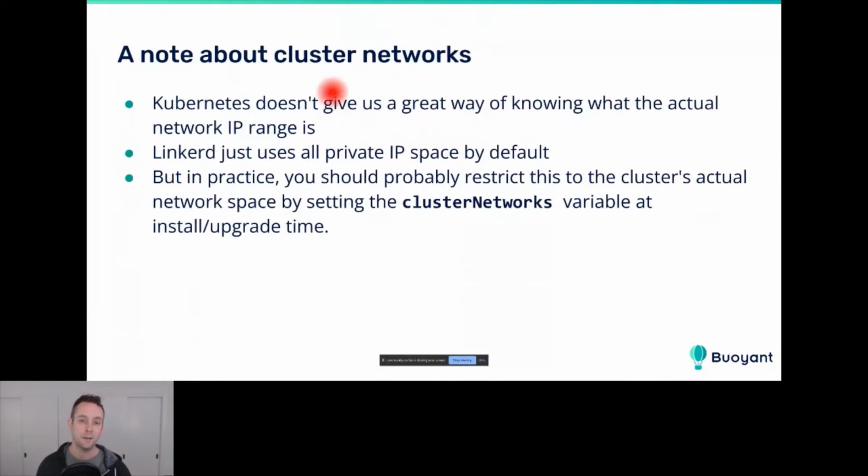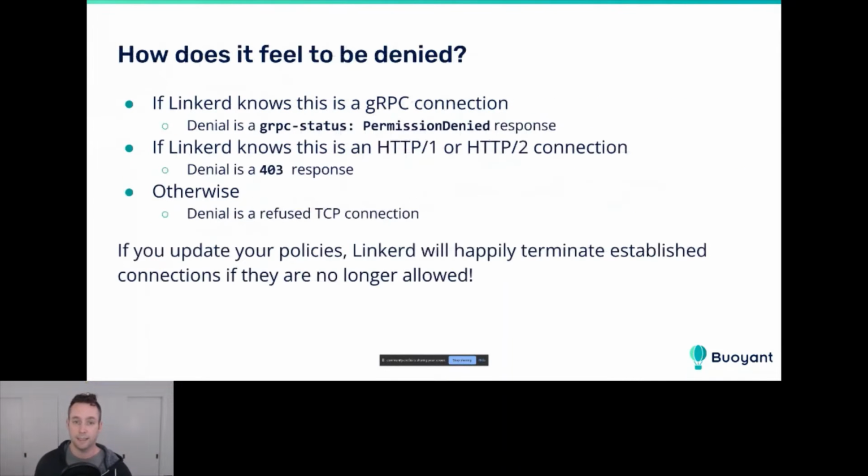A note about cluster networks. We can't easily see what the cluster's in-network IP range is, so we have a default setting. When you go into actual production installs, you need to go beyond just Linkerd install and do Linkerd install with settings to include what the cluster network is on this cluster. And you can do that on install or upgrade.